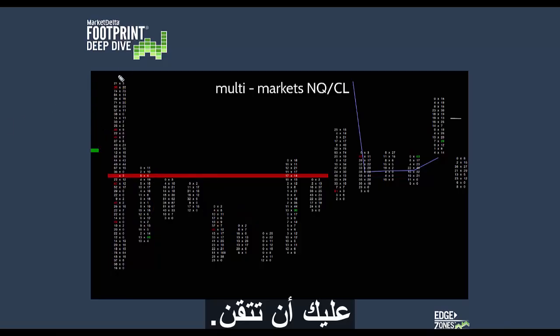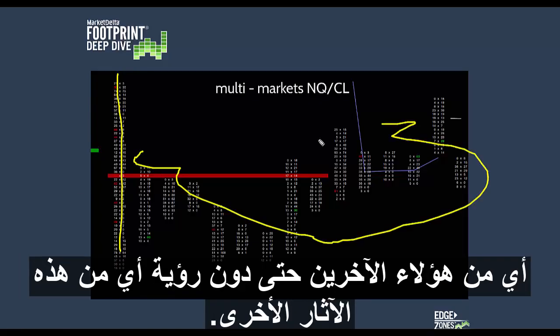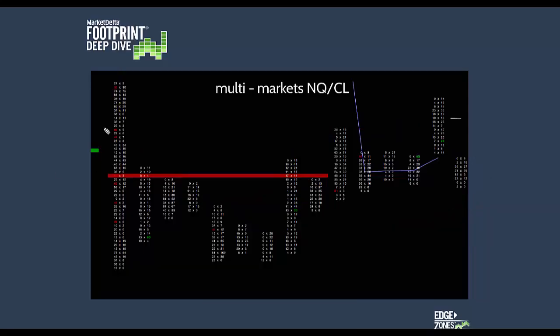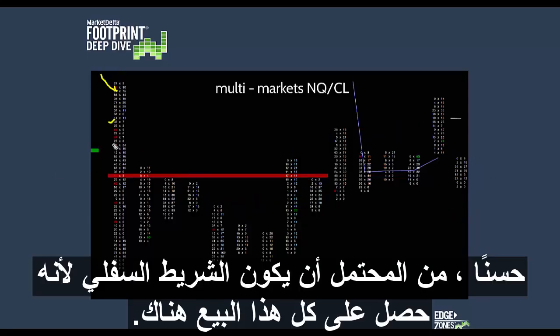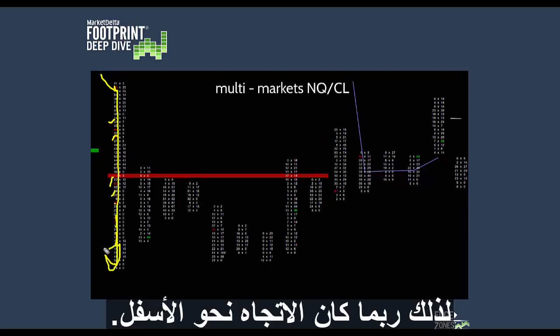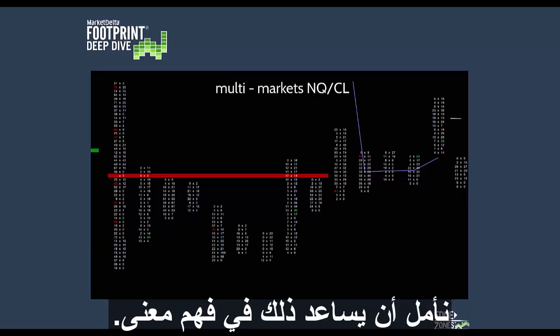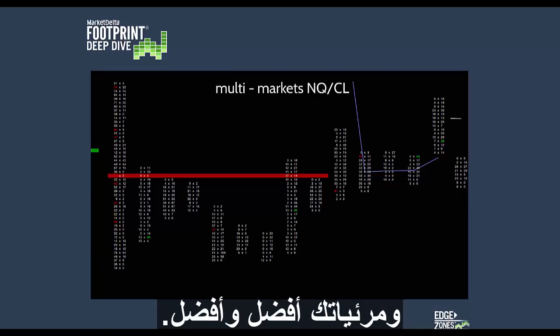You've got to get good at, wow, this is a down bar. Why was it probably a down bar? Without even seeing any of these other footprints, well, probably a down bar because it's got all this selling in there. That's why. So the direction was probably down. More selling, more imbalanced selling. Hopefully that helps make sense. And your visuals are better and better.